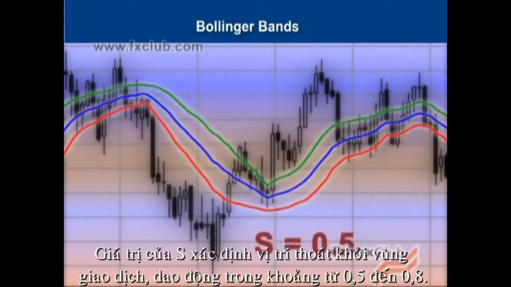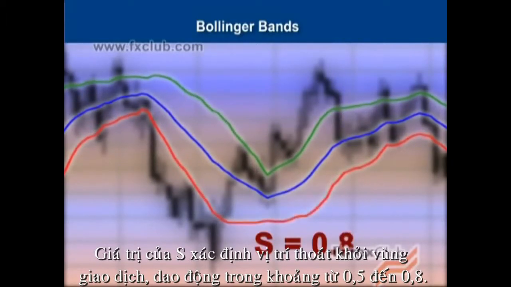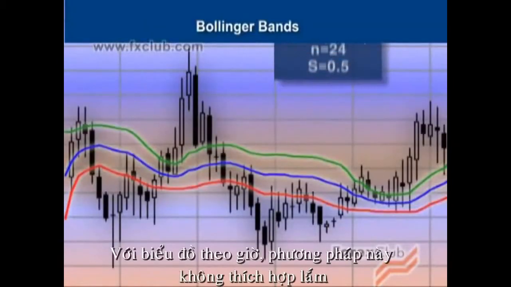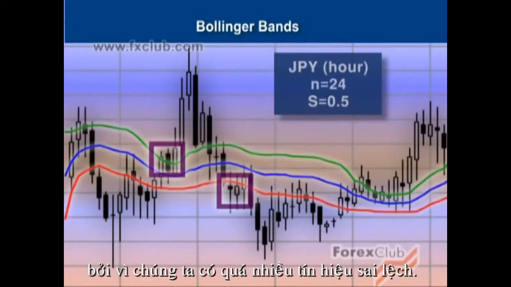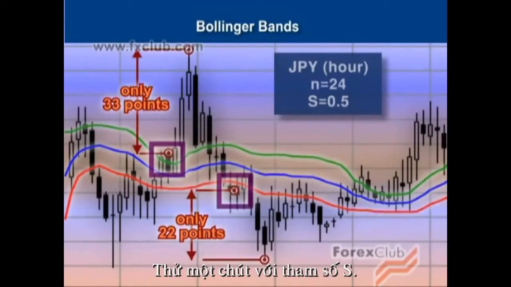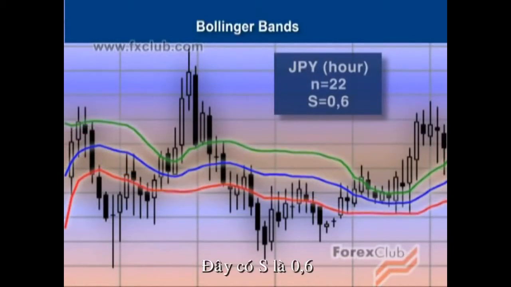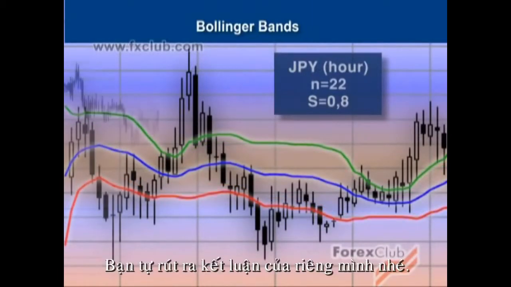The value of S used to determine the exit point from a trading range varies from 0.5 to 0.8. For hourly charts, this approach is not really appropriate because we get too many false signals. Have a look at the example for Japanese yen. Let's play around with parameter S. Here S equals 0.5. Here 0.6. And this one 0.8. Draw your own conclusions.